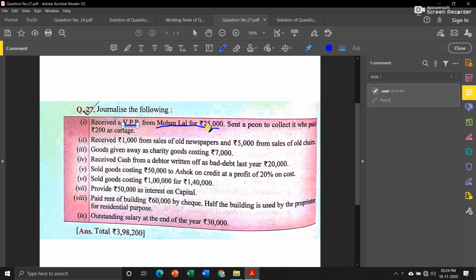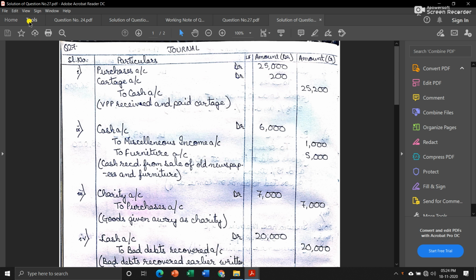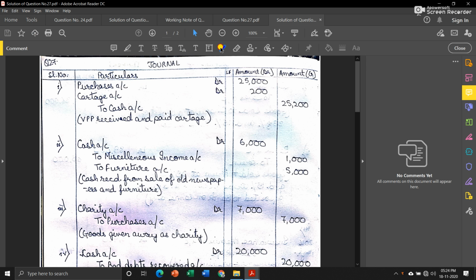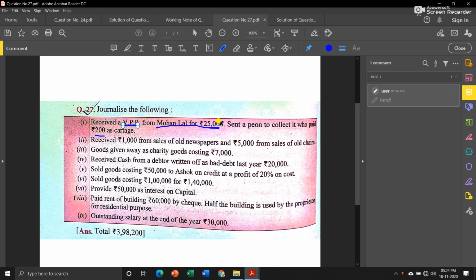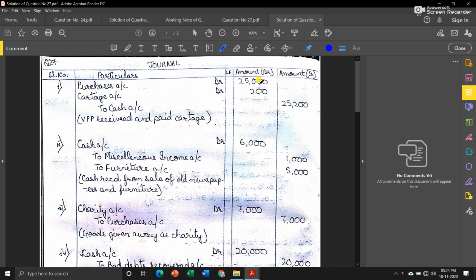That means we have purchased goods worth rupees 25,000 from Mohan Lal, and in order to collect those goods we have sent a peon, and that peon had paid rupees 200 for cartage, meaning for carrying those goods from the post office till our business shop or godown. So the journal entry will be easy. We will write purchases account debit, since we purchased that 25,000 worth of goods.